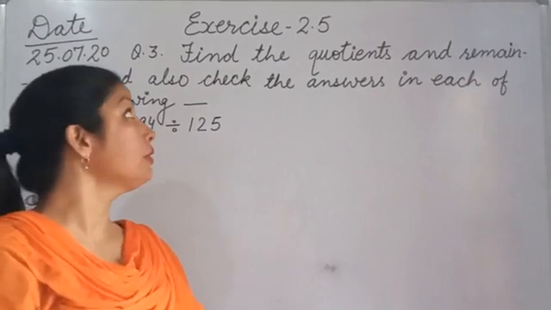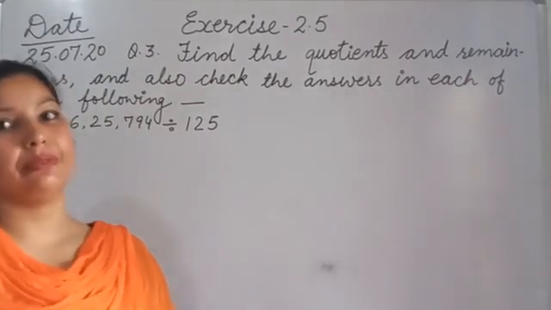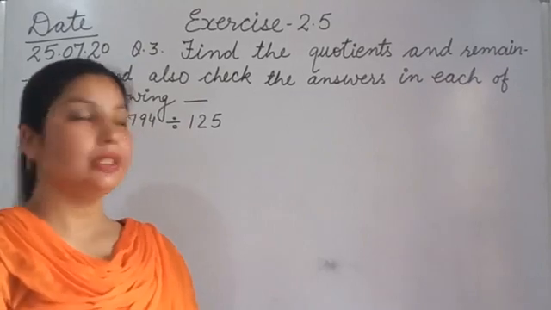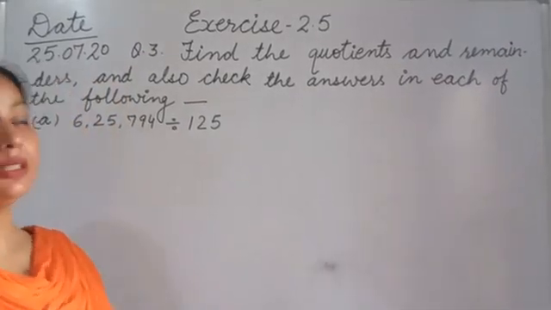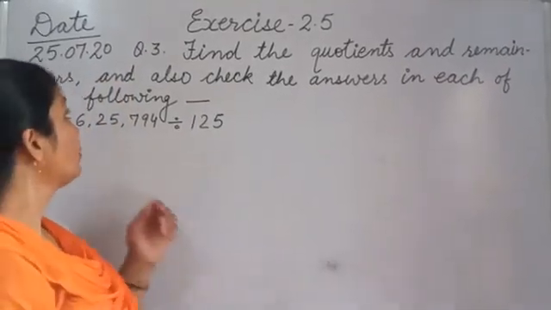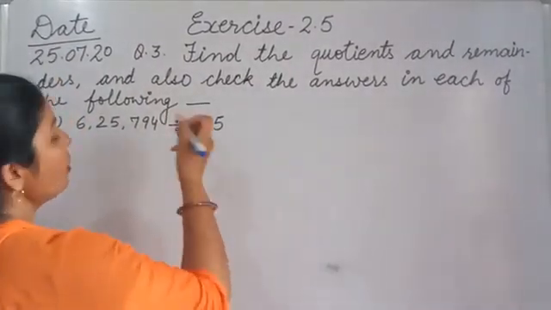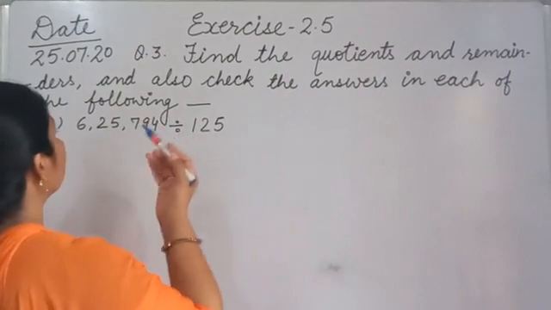Today we will continue our exercise 2.5. Okay. Question 1 and 2 we have done in previous video. Now today we will start question number 3. Okay. So now question number 3. Find the quotients and remainders and also check the answer in each of the following.